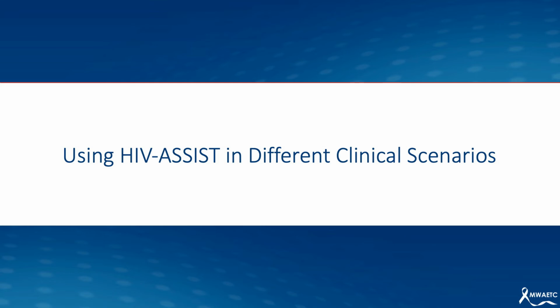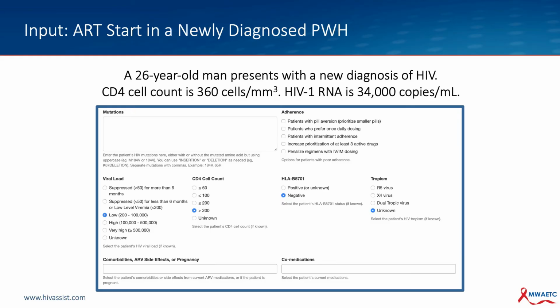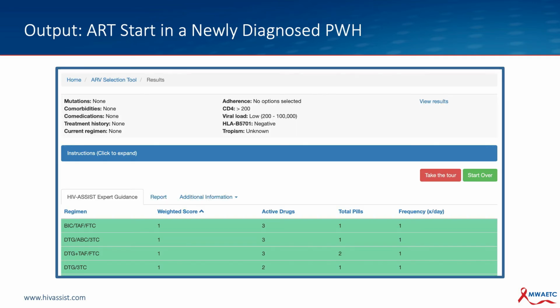Then I wanted to go through what it's like using HIV-ASSIST in different clinical scenarios so you can get a sense of what it looks like and what information you're getting. Again, we've already talked about this a little bit, but what about ART start in a newly diagnosed person with HIV? In this case, it's a 26-year-old man. His CD4 cell count is 360, and his HIV viral load is 34,000 copies per milliliter. So here I have inputted that he has a viral load of 34,000 and a CD4 count greater than 360. For the purposes of this, I wanted to pretend that this person is HLA-B5701 negative, and we don't know his profile. And then here, again, is the output for ART start in a newly diagnosed patient.